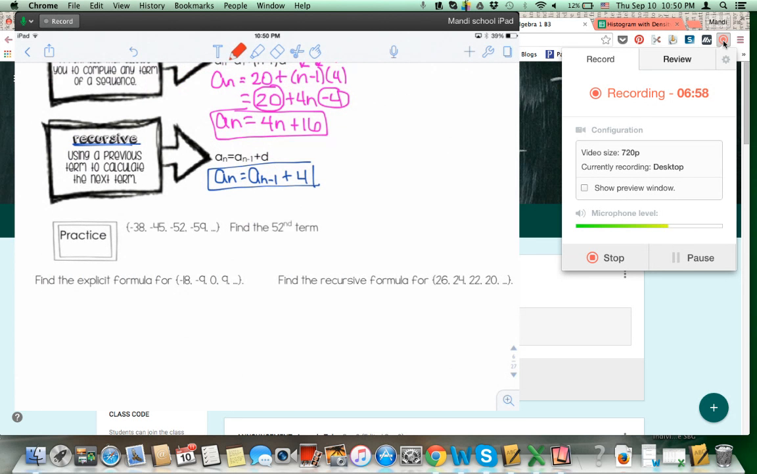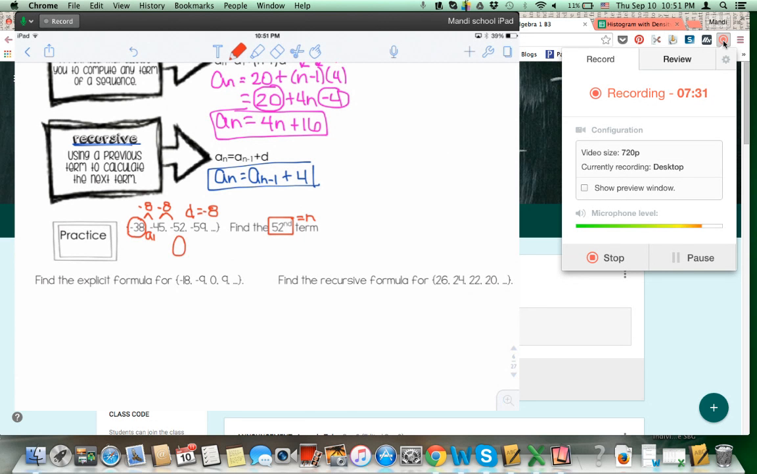This one says find the 52nd term. So that's our n. It gives us the first term of negative 38. So we need to know the common difference. From negative 38 to negative 45, it looks like we're subtracting 8. And from negative 45 to negative 52, we're subtracting 8, and so on. So our common difference is negative 8. And this was our first term.